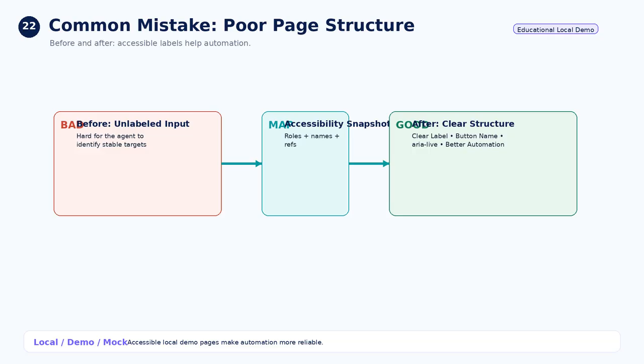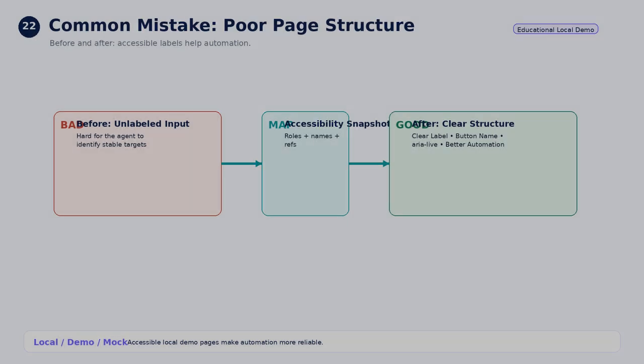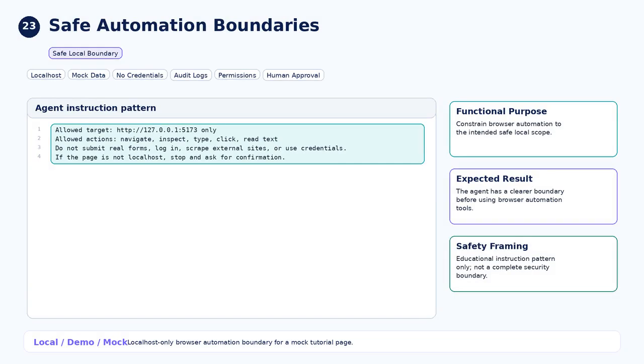Good labels and roles help both users and AI agents. If the agent struggles, improve the page before writing complex prompts. Once common mistake, poor page structure is clear, safe automation boundaries becomes much easier to understand. Browser control is powerful, so boundaries matter.